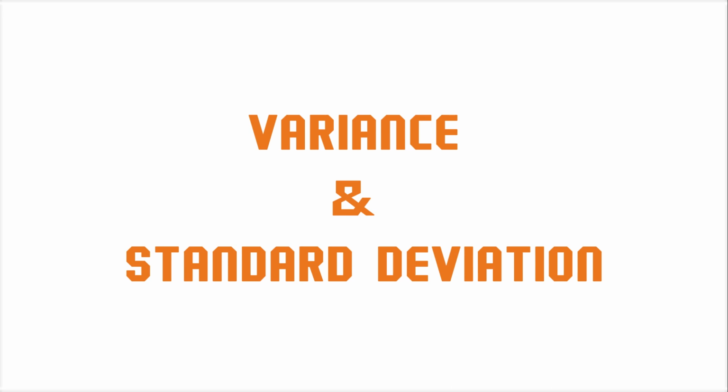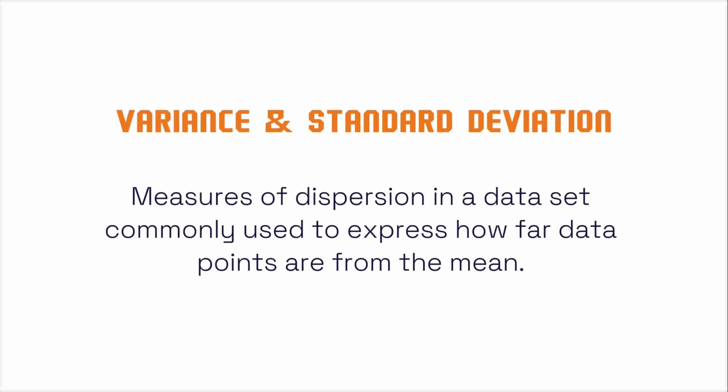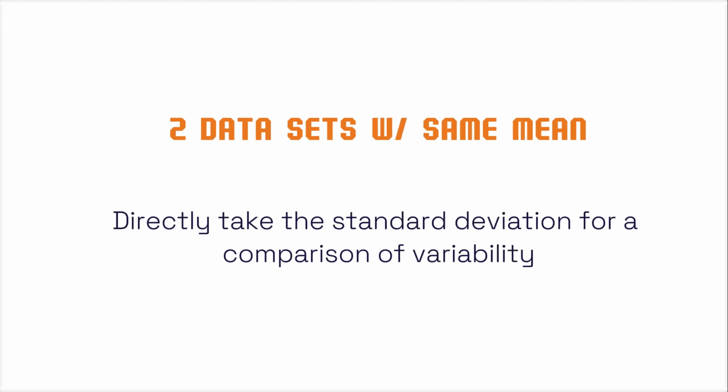From the past lessons, we learned about variance and standard deviation. Both are measures of dispersion in a dataset and are commonly used to express how far apart individual points of data are from the mean or average. When having two datasets with the same mean, it is easy to compare because we can just directly take their standard deviation and interpret the difference as is.